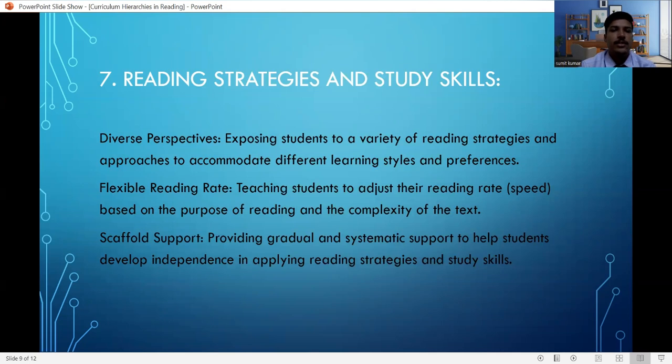The seventh stage is reading strategies and study skills. It consists of diverse perspectives, flexible reading rate, and scaffold support. Diverse perspectives means exposing students to a variety of reading strategies. And flexible reading rate means teaching students to adjust their reading rate, that is, their speed, based on the purpose of reading and the complexity of the text. Scaffold support, providing gradual and systematic support to help students develop independence in applying reading strategies and study skills.